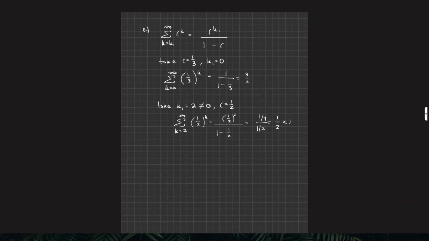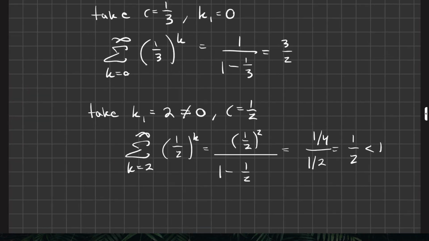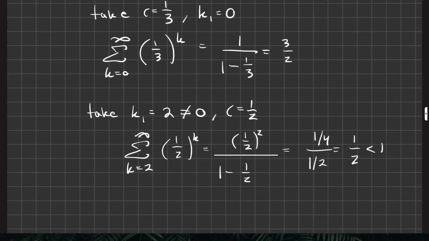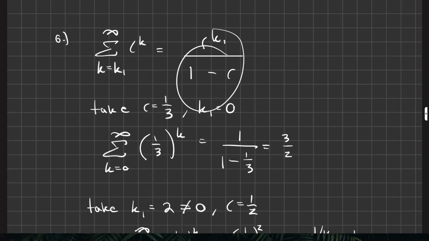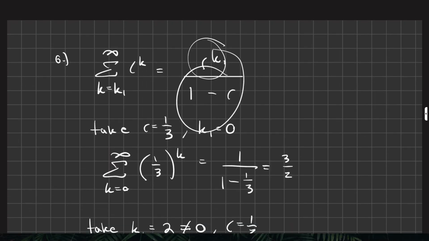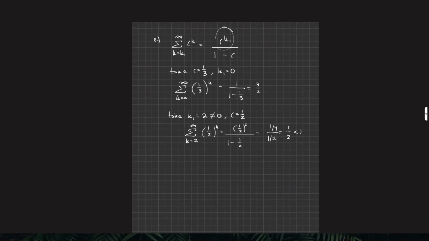I guess the only thing to look out for is that you shouldn't try to use 1 over 1 minus r regardless of the starting index. So for k sub 1 not equal to 0, we need to include that factor r to the k sub 1 power that's up here. Okay, I think that's all I want to say about this problem.